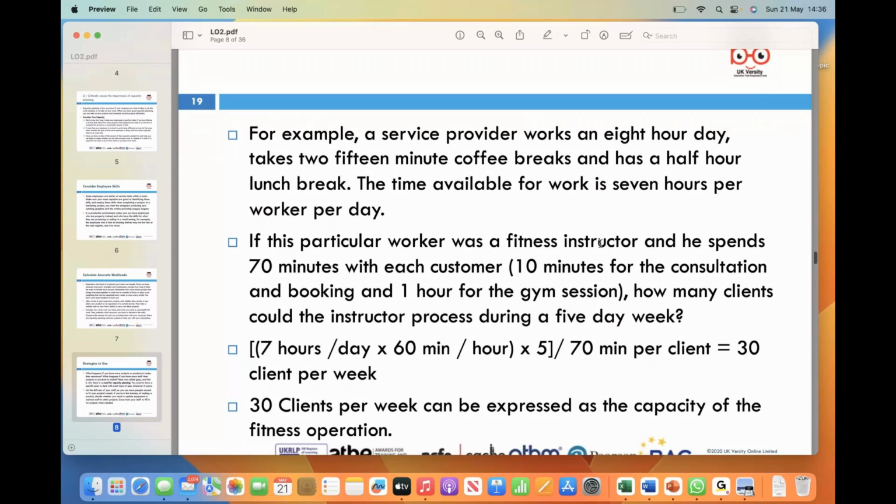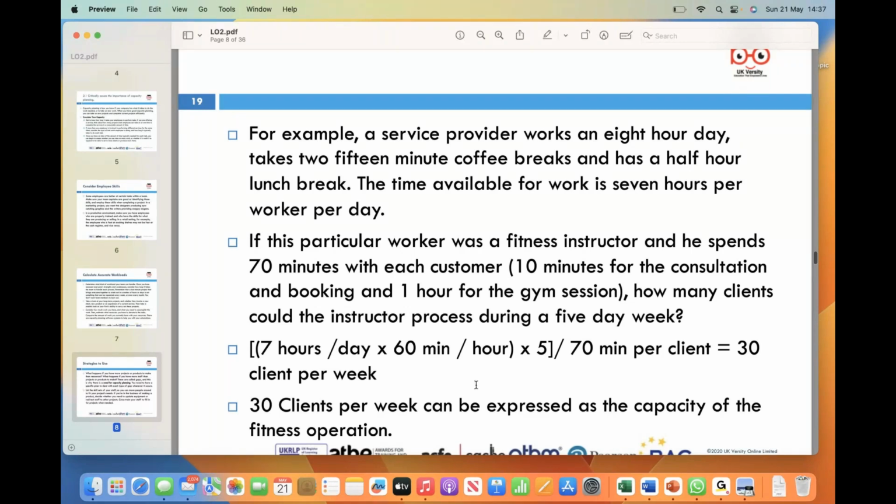But let's consider this worker as a fitness instructor. When dealing with each customer, the instructor spends a total of 70 minutes. This time includes 10 minutes for consultations and booking, as well as 1 hour for the gym session itself. To calculate the number of clients the instructor can accommodate in a 5-day week, we need to determine how many clients they can handle in one day and then multiply that by the number of working days.